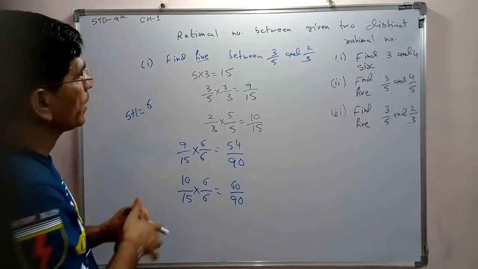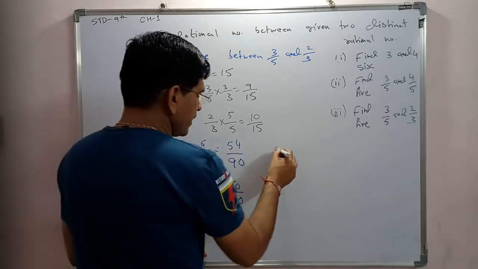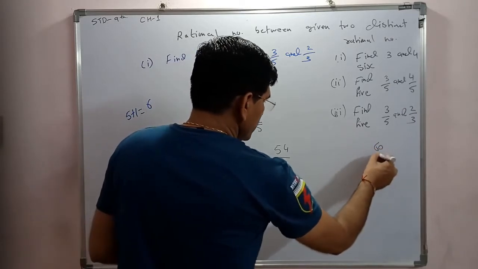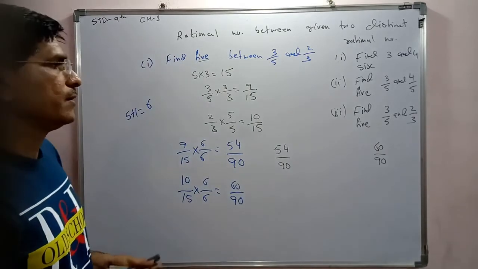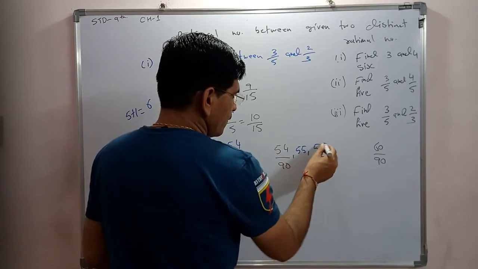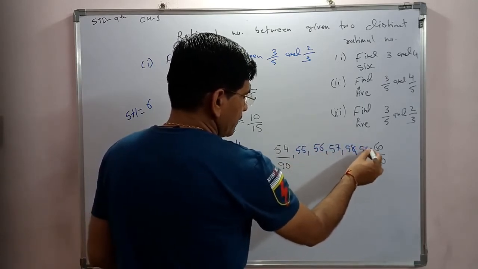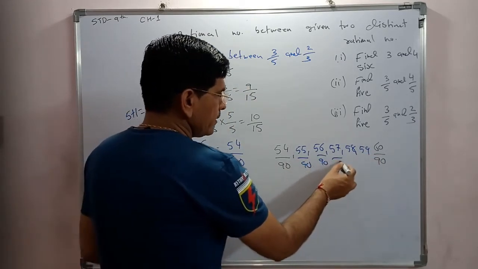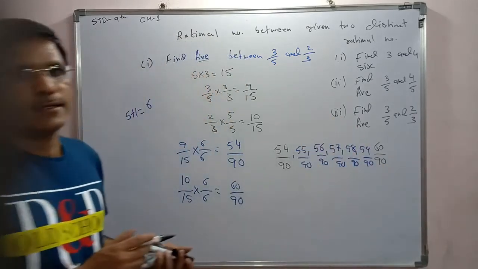How many numbers do we have to find out? 5 numbers. So between 54 upon 90 and 60 upon 90, we need 5 numbers between 54 and 60, so we can write 55, 56, 57, 58 and 59 upon 90.